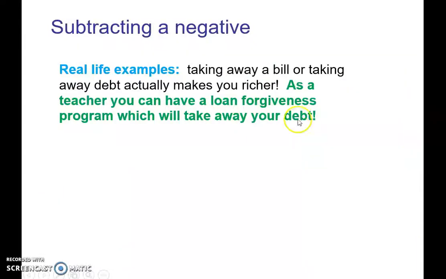Another idea would be taking away one's debt. If you took away my debt, then my overall net worth would be higher. So as a teacher, you do have an opportunity, perhaps if you're working in a public school, to have a loan forgiveness program. So after a certain amount of payments on time, your loan in theory will be forgiven, I'm hoping. And that would be an example of taking away a negative, and then you are actually richer. Your net worth goes up.